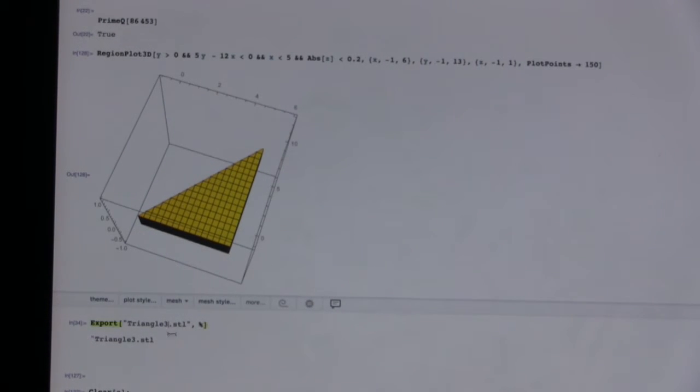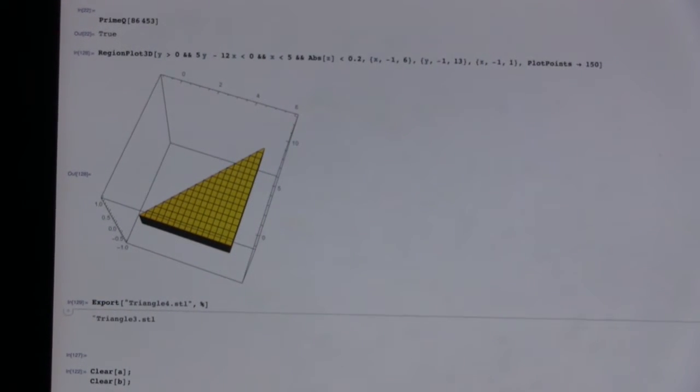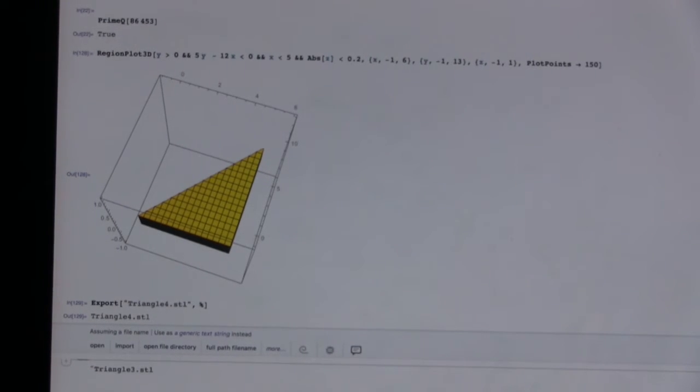Yeah, and so when I export this, I'll call this triangle 4.stl. And then what we're going to do is print 4 of these, and we'll be able to make the 2 different kinds of triangles and then put them together.